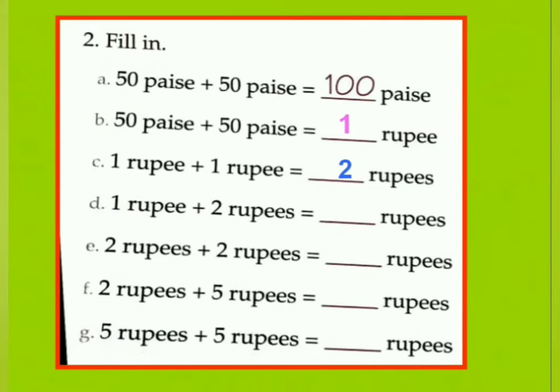Next is 1 plus 2 is equal to how many rupees? 1 rupee plus 2 rupees. 1, 2, 3. So total 3 rupees. If we count, it is equal to 3. 2 rupees plus 2 rupees is equal to 4 rupees. And 2 rupees plus 5 rupees is equal to 7 rupees. 5 rupees plus 5 rupees is equal to 10 rupees. It is just like simple addition, nothing else. We already know how to add the numbers.